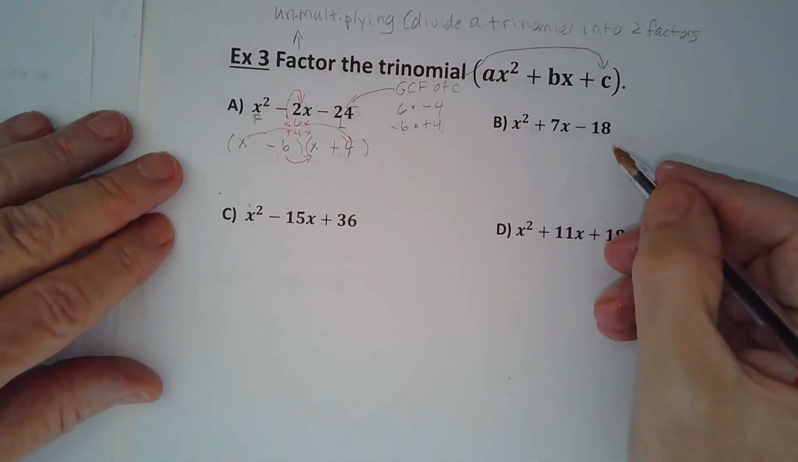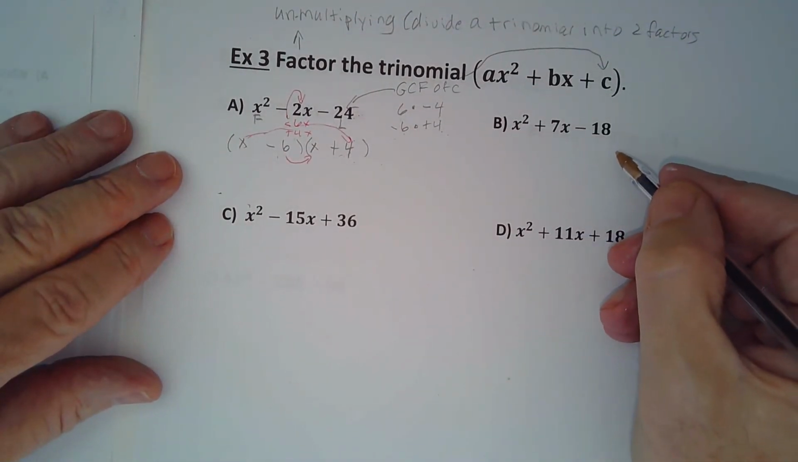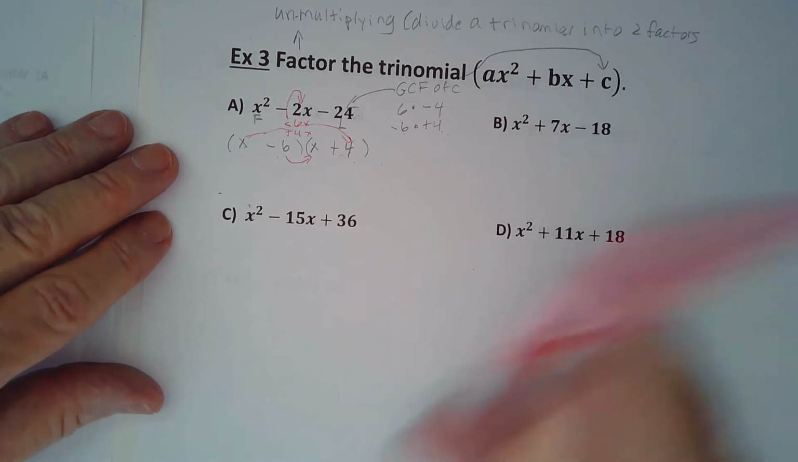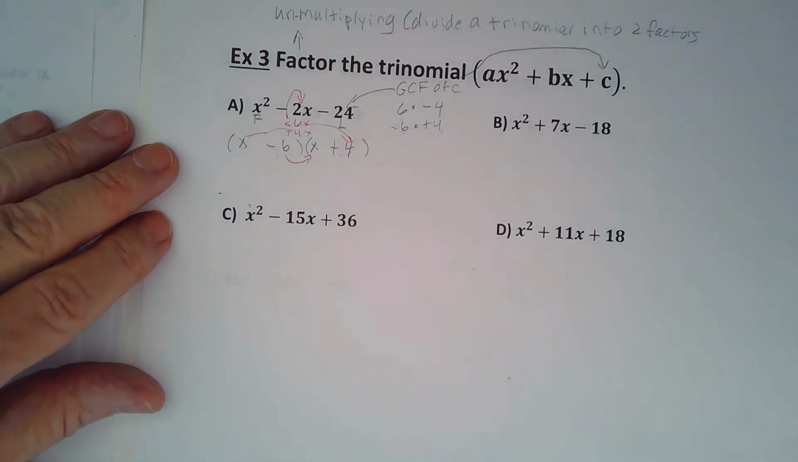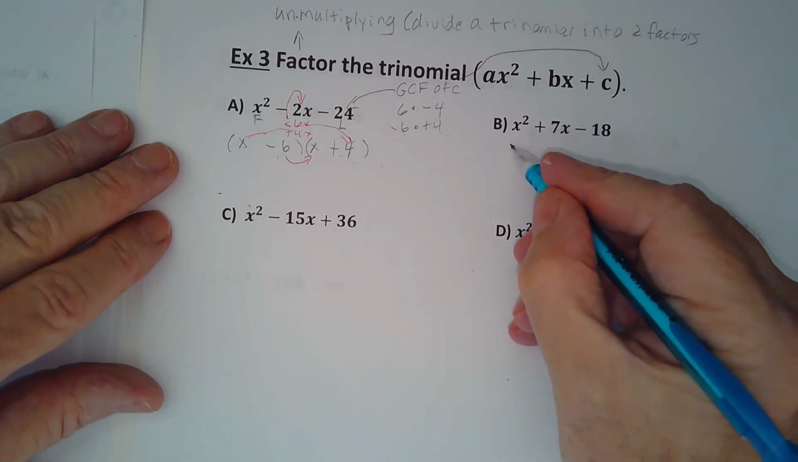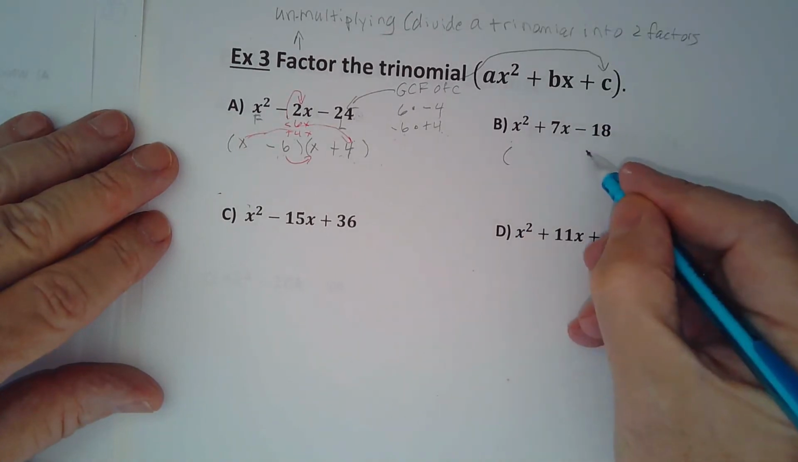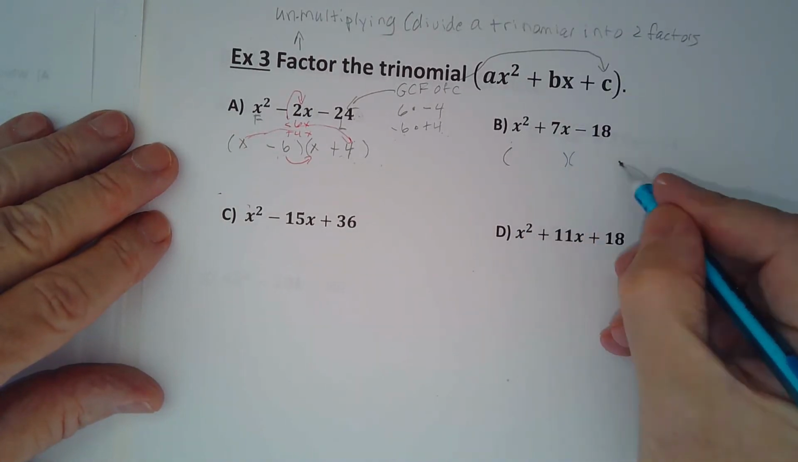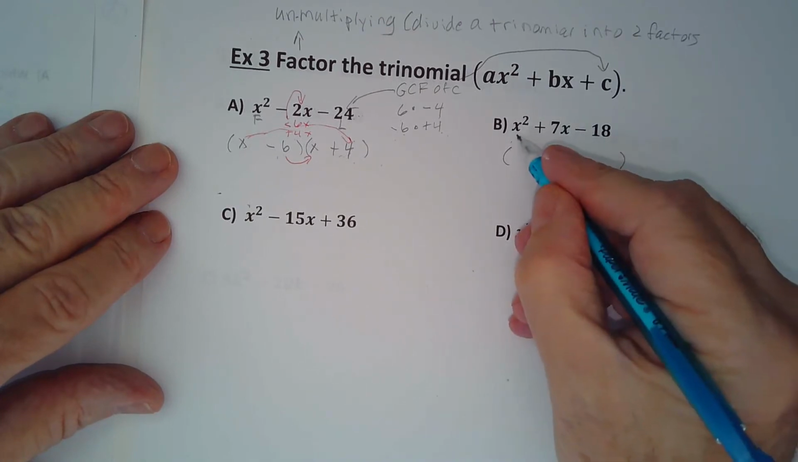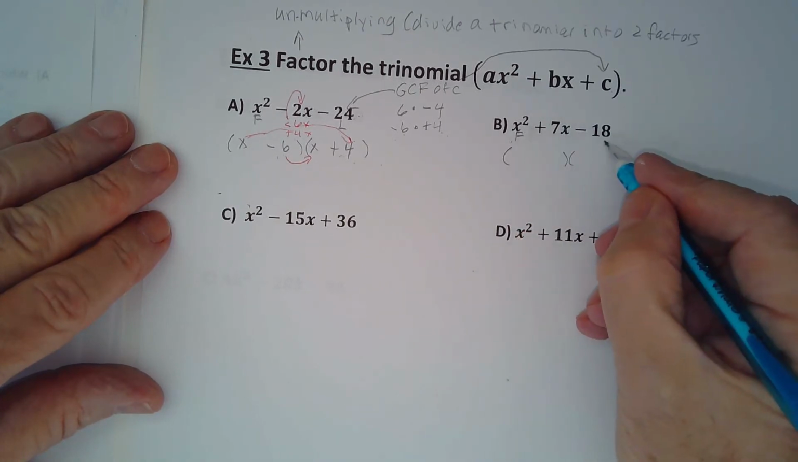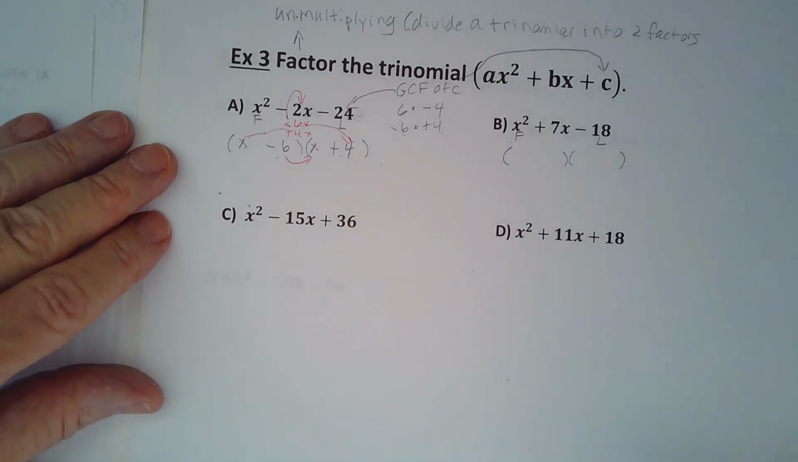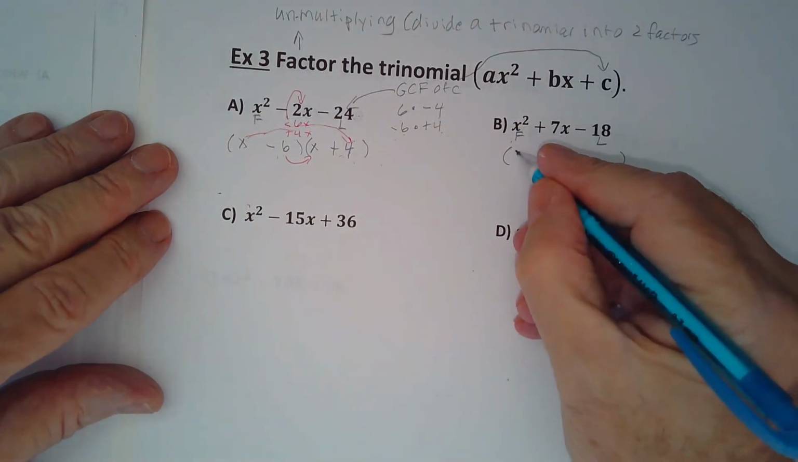All right, let's take a look at this second one. So we're going to do the same thing. We're going to go ahead and FOIL this, or reverse FOIL it, if you will. So we're going to look at the first, and we're going to look at the last. So the first is x squared. So x times x is x squared, right?